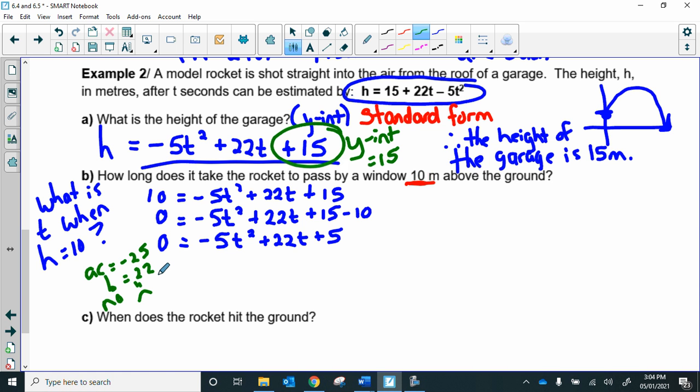So if it was factorable, it'd be relatively easy. We could factor it and find the x-intercepts. We'd have our answer. Unfortunately, we can't factor it, so that means we must use the quadratic formula.